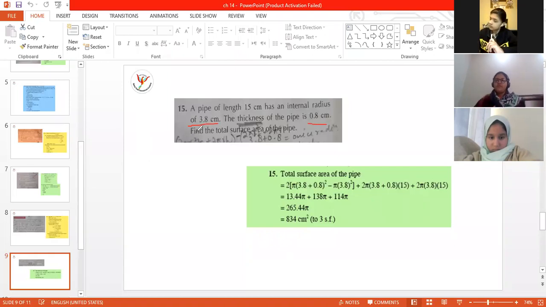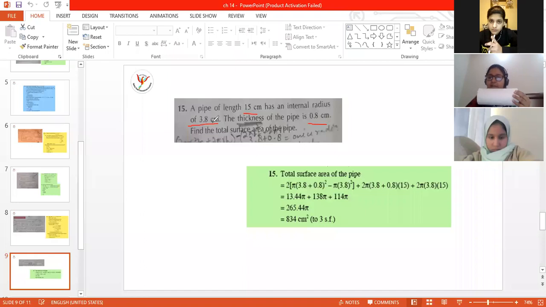Bache, this question is simple. This is the tissue roll. Assume that this is the pipe, and he has said a pipe is of length 15 centimeter. The total length of this pipe is 15 centimeter. Clear? The length is clear.